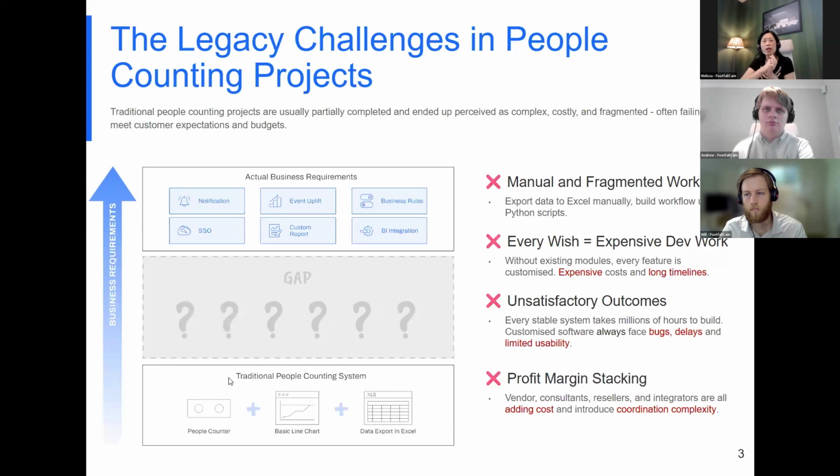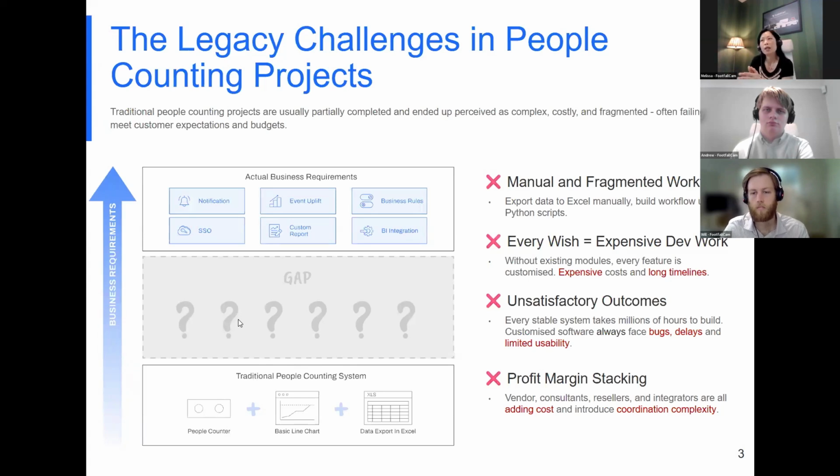So, the legacy challenge in people counting projects. Now, traditional people counting projects are usually partially completed, we have to say. They end up being perceived as complex, costly, fragmented, and they often fail to meet the customer's expectations and budget. And also, even if you help to customize it, what happens if the main guy leaves the company? Either the system integrator is no longer supporting the project, or the IT guy who initially set up this initiative has left, then who is going to handle that?